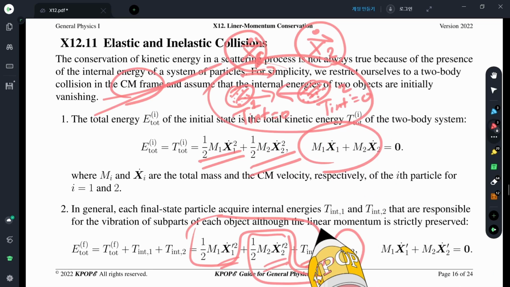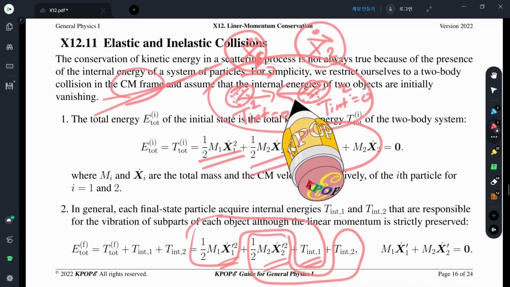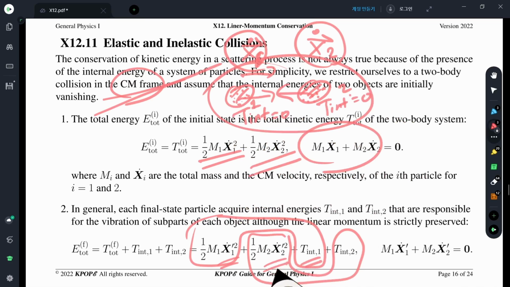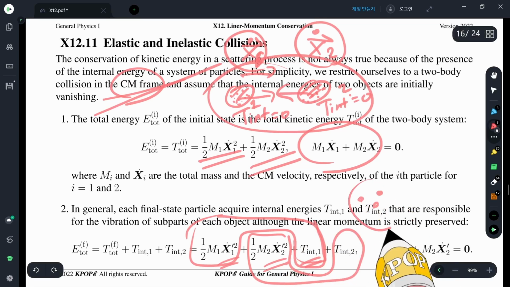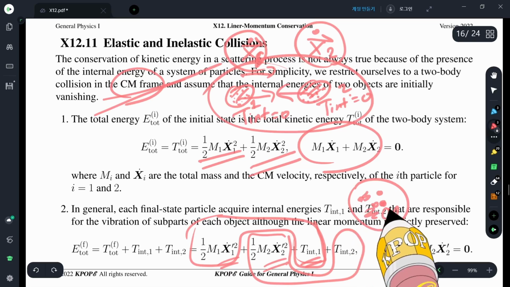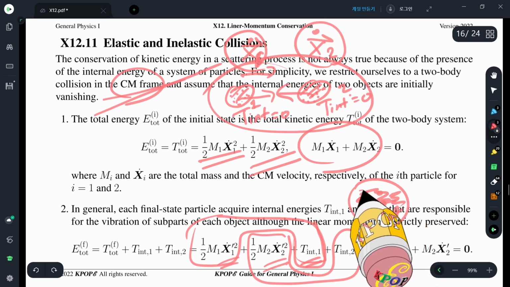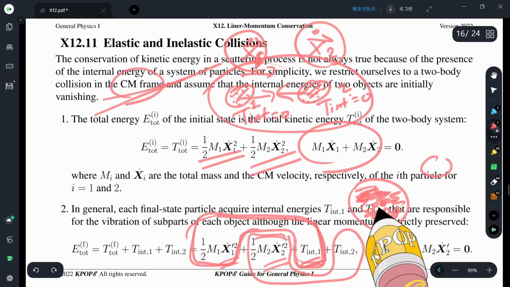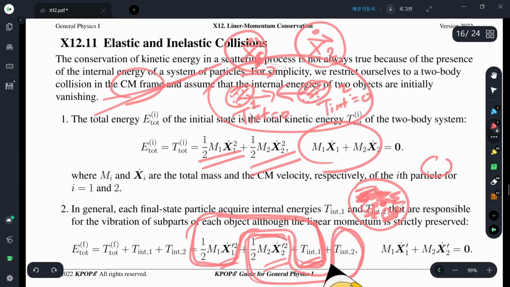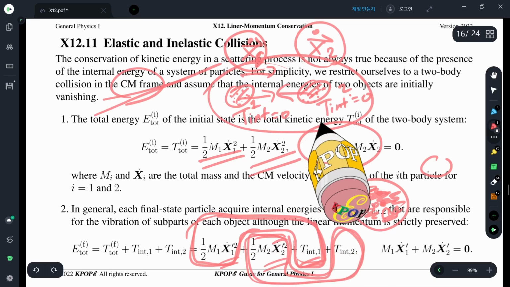But in general, after the collision, we cannot assume that they are vanishing. Instead, they may acquire some relative motion within a system. So the CM is still at some point, and relative to that, each part is vibrating, something like that. This is the internal energy of the first particle. That particle has its own structure. This is the second one's contribution.